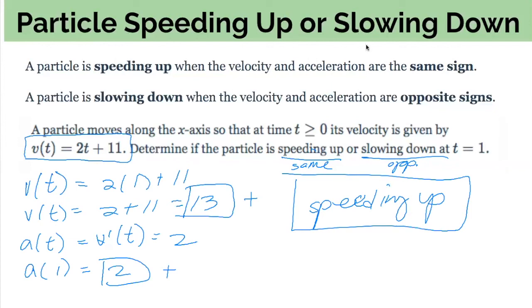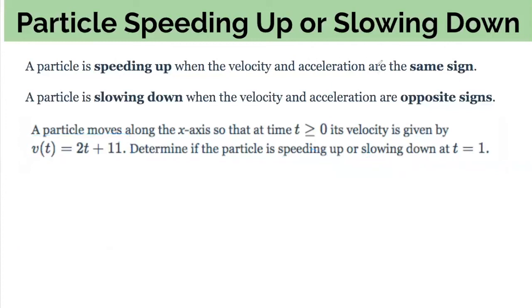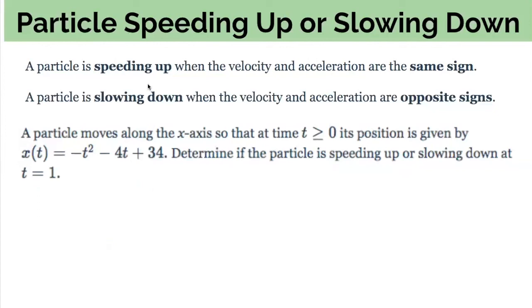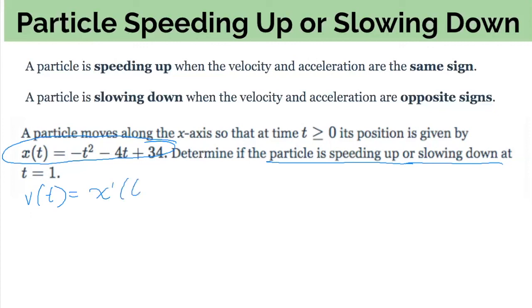Okay, let's try the next one. All right, so on this one, they gave us the original function. So when you are doing this delta math, you're always going to say, what did it give me? It says is the particle speeding up or slowing down. So that means you're going to have to find out the velocity, the acceleration, and compare them. So let's find the velocity. Let's take the derivative of the function. That's going to give us negative 2t minus 4.